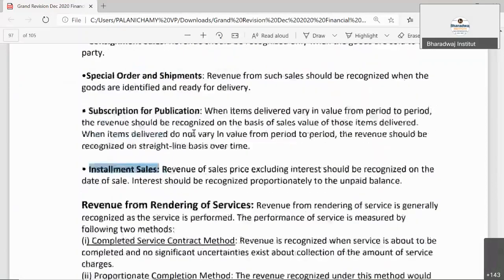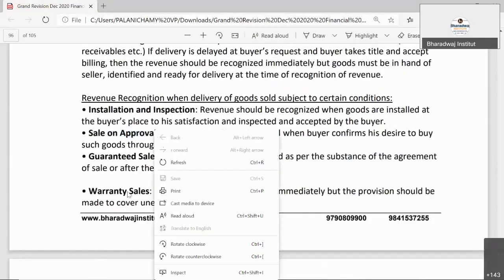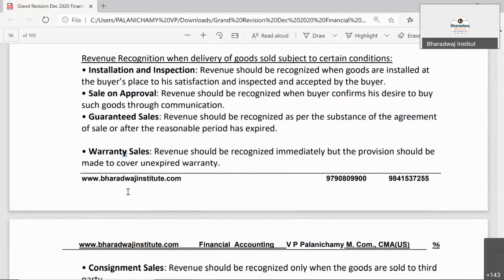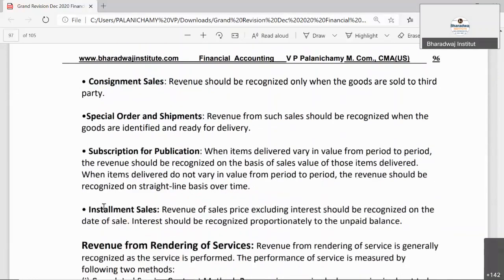So here, a short answer question can be asked. When the goods are sold on approval basis, how is the income recognized? They will either give you options or you have to type the answer. They can ask when consignment sales can be recognized as income, or when subscription can be taken as income, like that.